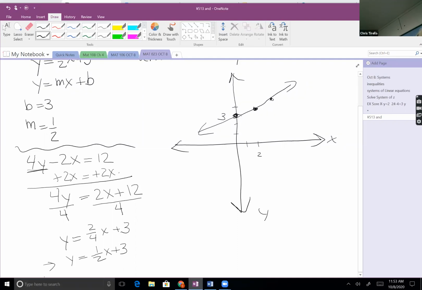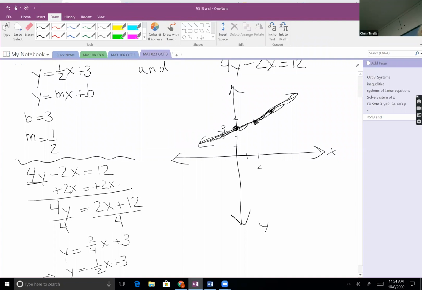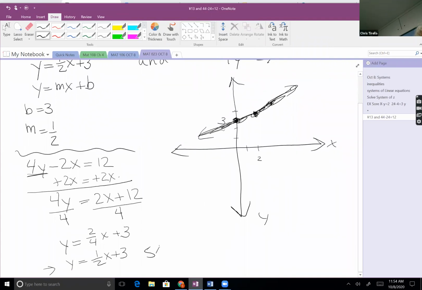Does that look at all familiar? Begin at 3, go up 1 over 2, up. Hey, aren't they the same lines? These lines intersect everywhere on the line.